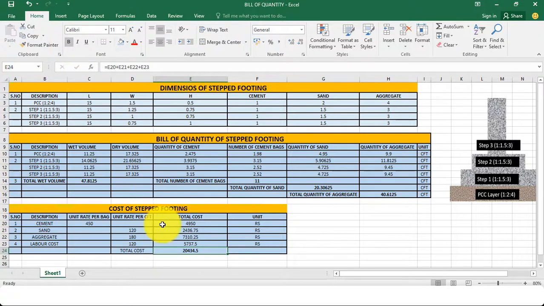20,434.5 rupees. So the total cost for this particular stepped footing is 20,434.5 rupees. Okay? So this is how you can easily calculate the cost of a stepped footing in Excel, and that is the complete bill of quantity for this particular stepped footing.